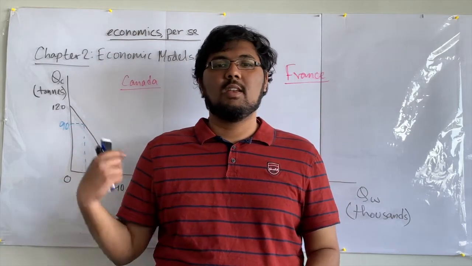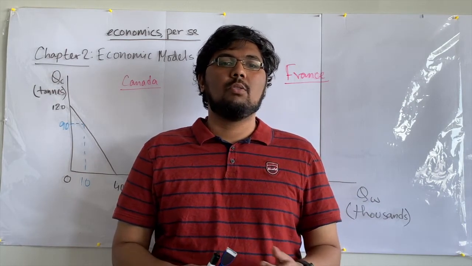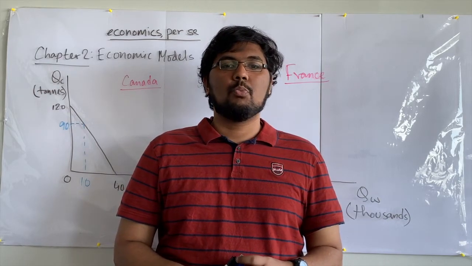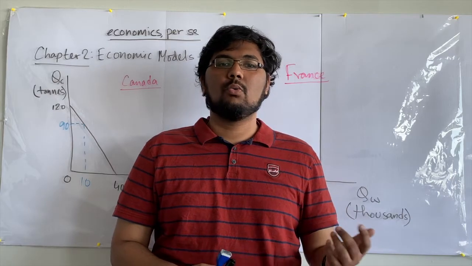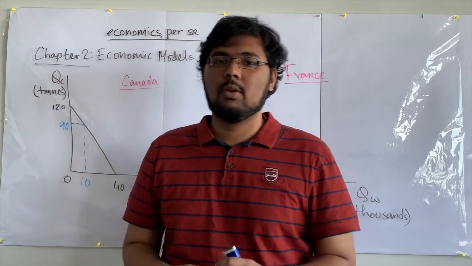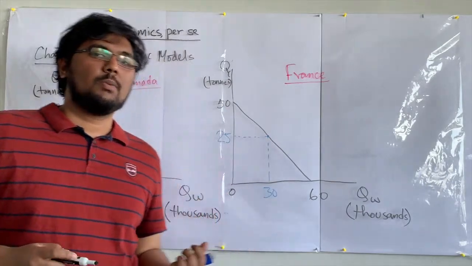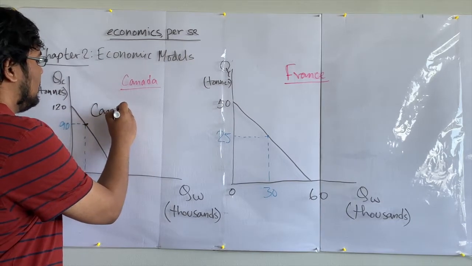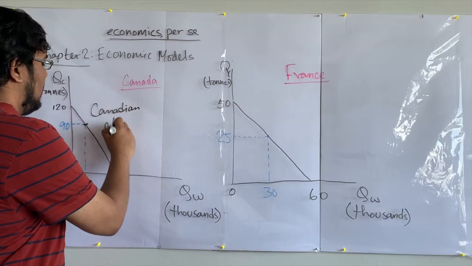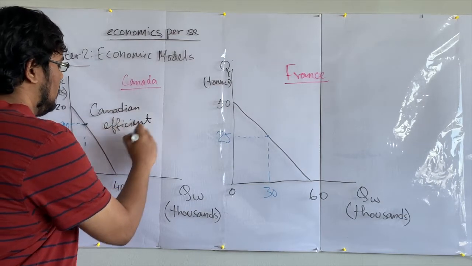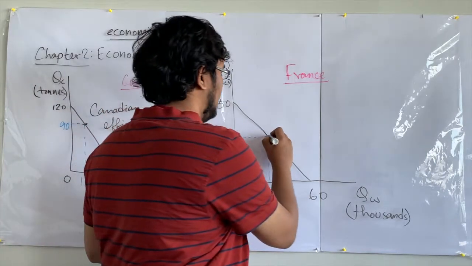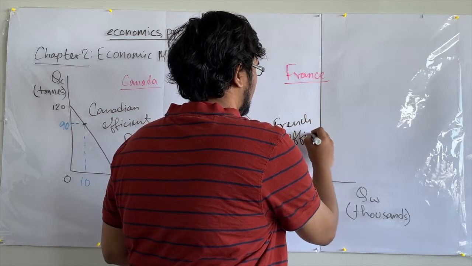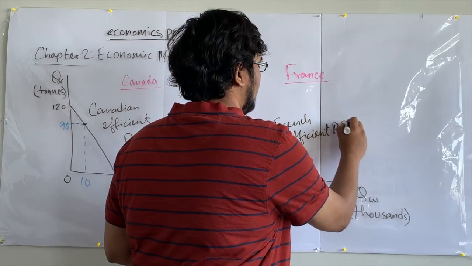Both of the economies, the Canadian and the French, can do one thing. They could each choose to produce their own corn and wine and consume what each produces within its own country. Let's say this is the Canadian efficient production point, and this is the French efficient production point.